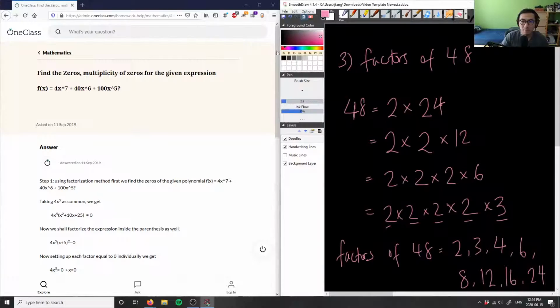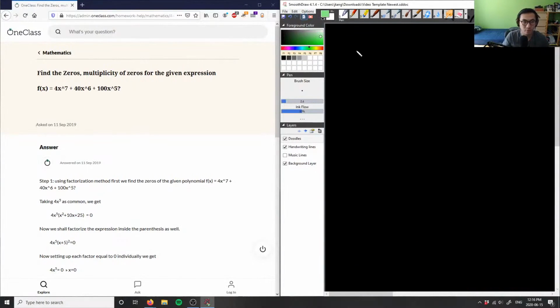That's number 3. This is number 4 here. Number 4 is asking us to find the zeros and the multiplicity of the zeros for the given expression.